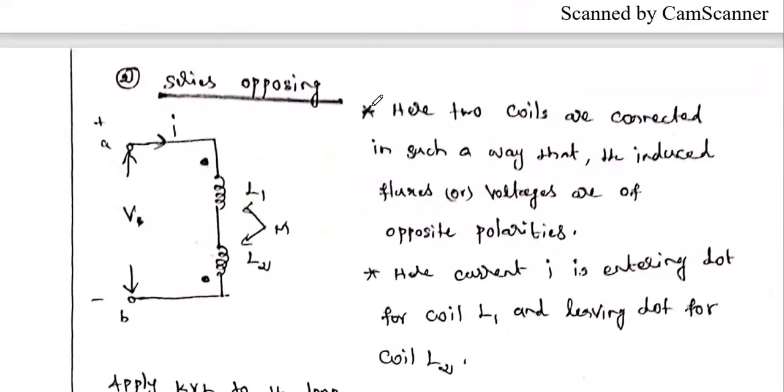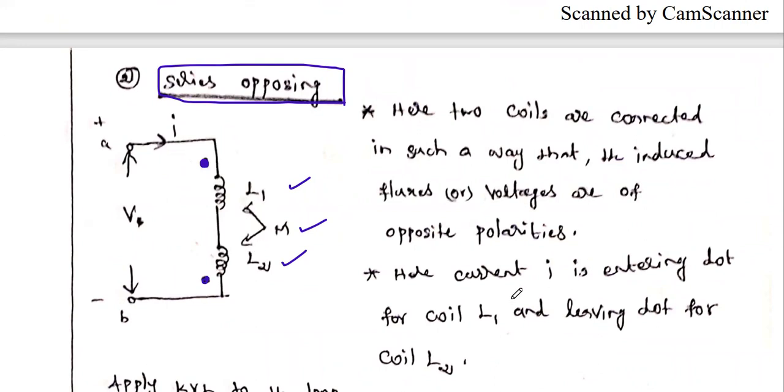Then the second case, series opposing. What is meant by series opposing? The two coils L1 and L2 are connected in series, but the dots are different. That is, in the first coil, the dot is at the entering point. In the second coil, the dot is at the leaving point. Okay, so the mutual inductance between the coils L1 and L2 is given as M. According to the dot rule or dot convention, if one dot is at the entering node and the other is at the leaving node, the mutually induced EMF opposes the self-induced EMF.